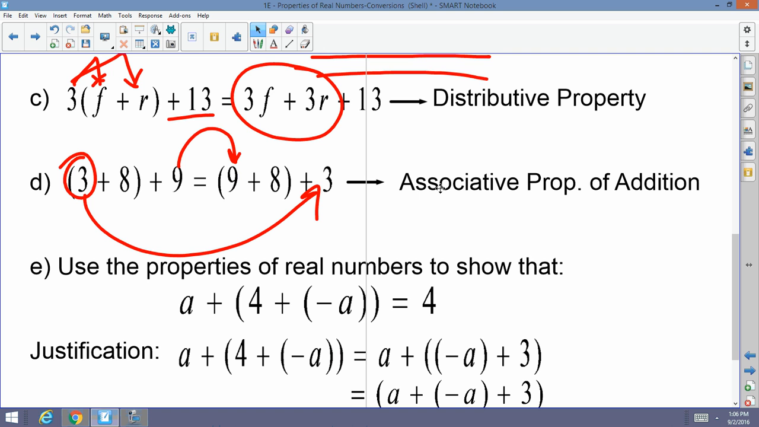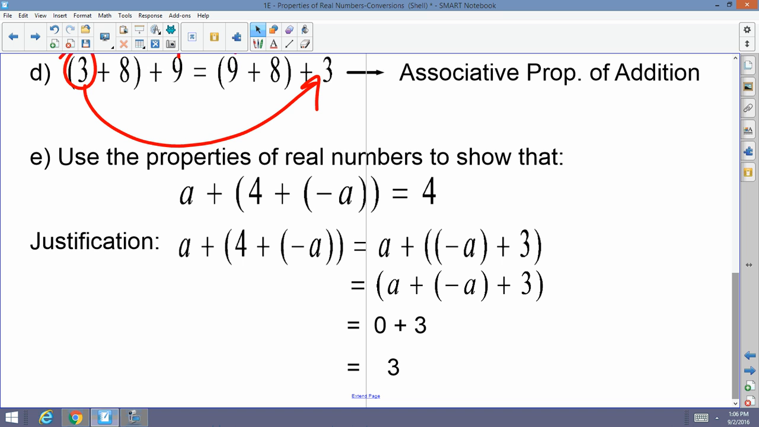Now, let's use properties of real numbers to show that a plus parentheses 4 plus a negative a, close parentheses, actually equals 4. Well, let's think about this. I got a plus parentheses 4 plus negative a in parentheses, close parentheses. I'm going to rewrite this as a plus parentheses negative a plus 3. All I did was switch around the answers here. And this should be a 4.